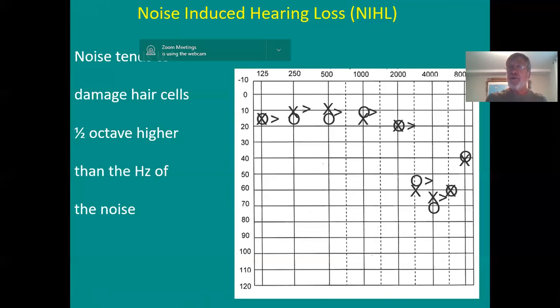Pseudohypoacusis, people faking hearing loss. People do it for financial reasons, for psychological reasons. It's a real bummer, but people do it, okay?